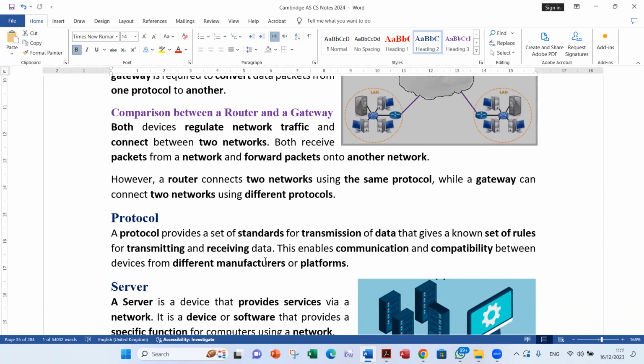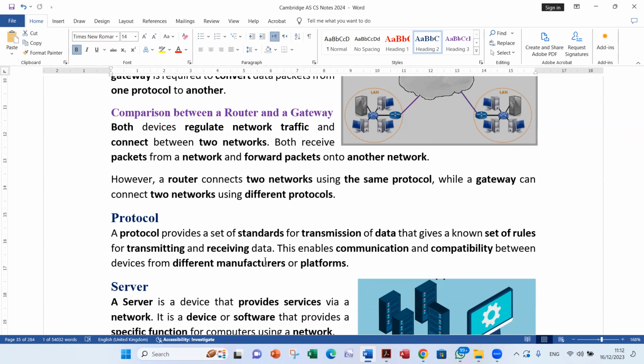Both devices regulate network traffic and connect between networks. Both receive packets from a network and forward packets onto another network. So these are the similarities between a router and a gateway. However, a router connects two networks using the same protocol, while a gateway can connect two networks using different protocols.